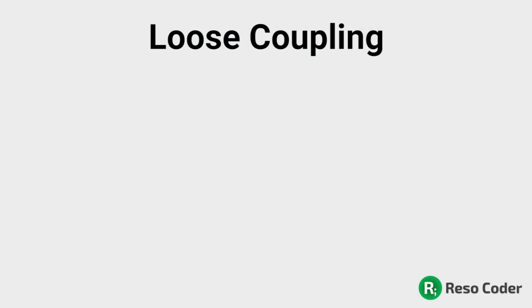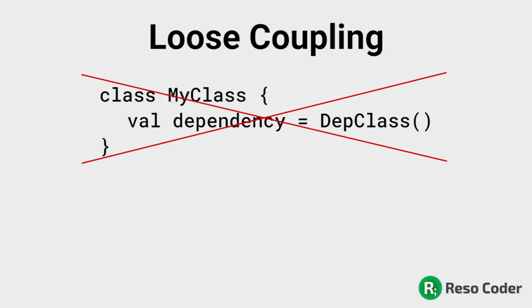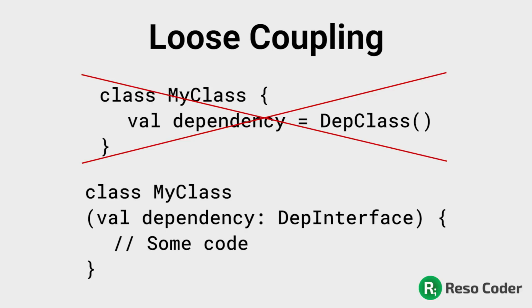Well, loose coupling means not instantiating dependencies of a class directly inside that class, but rather getting them from a centralized place. Dependencies are simply classes which are needed by other classes. For example, a ViewModel needs a repository, so the repository is a dependency of the ViewModel.